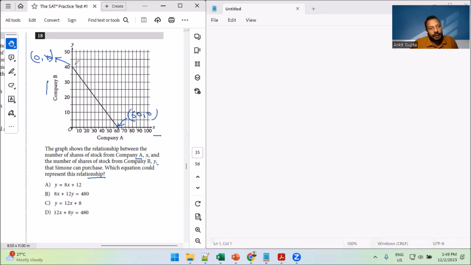So in the equation, if we put x = 0, we should get the value of y as 40. If we look at the option choices, put x = 0, we are getting y as 12, not possible. If we put x = 0 here, we will get y as 480/12, which is equal to 40. So we'll keep this option. If we put x = 0 here, again y is 8, so not possible. And if we put x = 0 here, y is 480/8, which is equal to 60. So again, not possible. So the answer will be option number B.